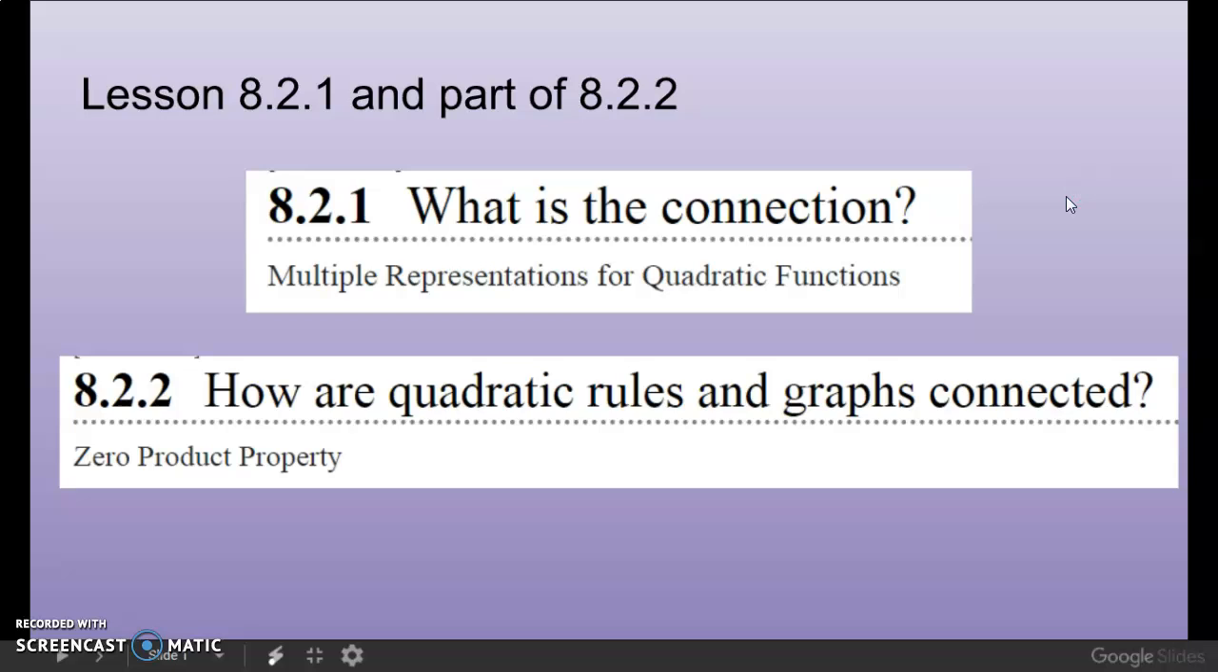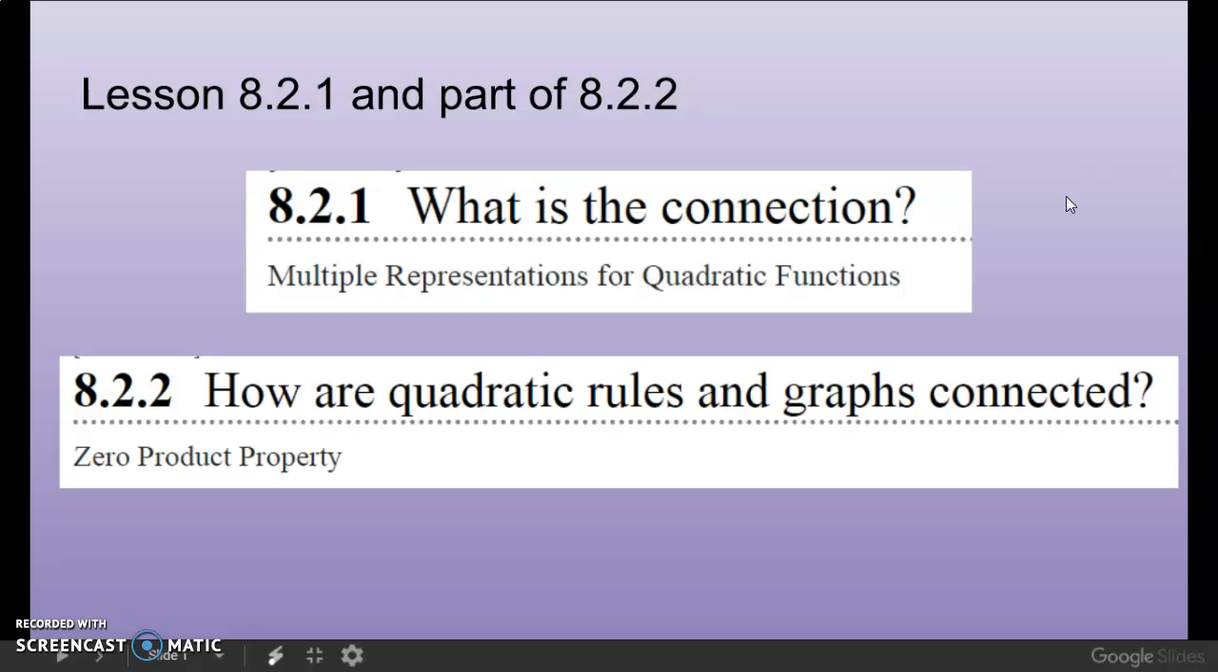Hi everyone. This lesson comes from portions of your CPM book. As you can see, I've just typed the title of each of these sections, so we're going to look at those as our targets today. It's lessons 8.2.1 and 8.2.2.